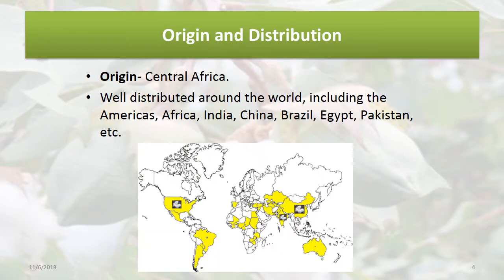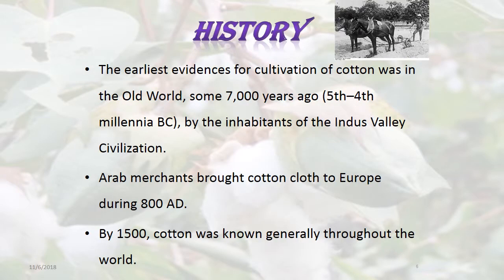Let us see the origin and distribution of cotton. The origin is Central Africa. It is well distributed around the world, including America, Africa, India, China, Brazil, etc. History of cotton. The earliest evidence for cultivation of cotton was in the Old World, some 7,000 years ago, that is 5th to 4th millennia BC, by the inhabitants of the Indus Valley civilization. Arab merchants brought cotton clothes to Europe during 800 AD. By 1500, cotton was known generally throughout the world.